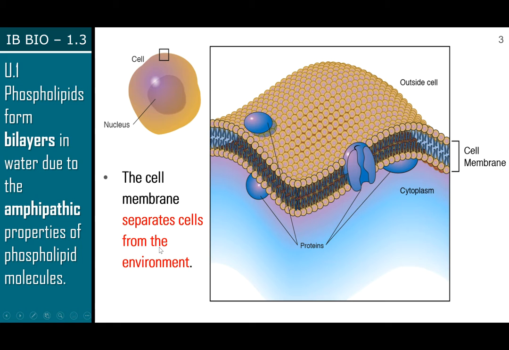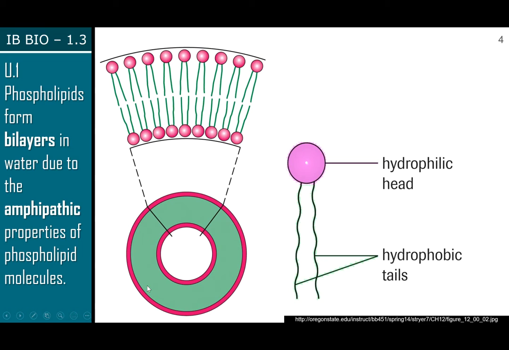So the cell membrane functions to separate the cell from the rest of the environment. That's kind of a no-brainer, right? Like if a cell is a water balloon, then the cell membrane is the balloon part. And just a reminder, we are talking about a bilayer. We have those hydrophilic heads and hydrophobic tails. And it's this dichotomy, the hydrophilic head versus the hydrophobic tail, that really creates this amphipathic property.